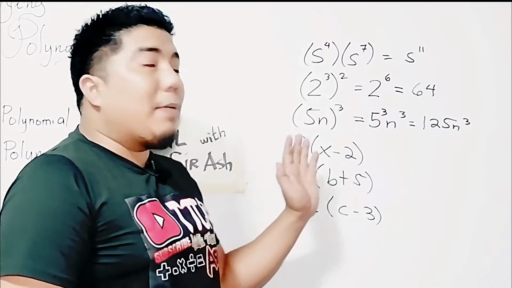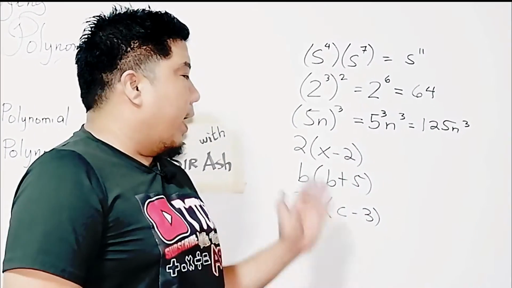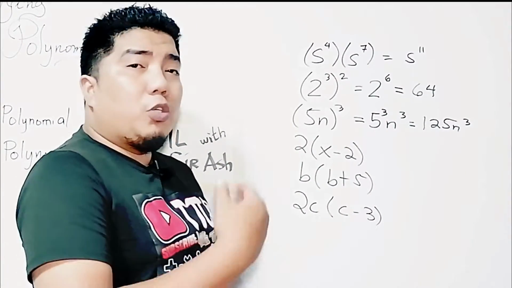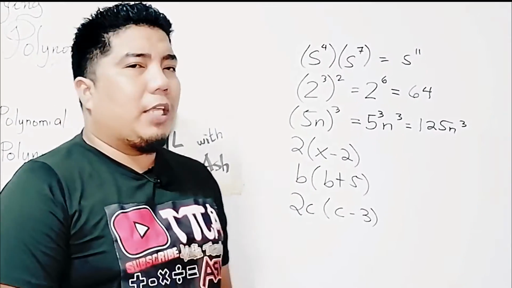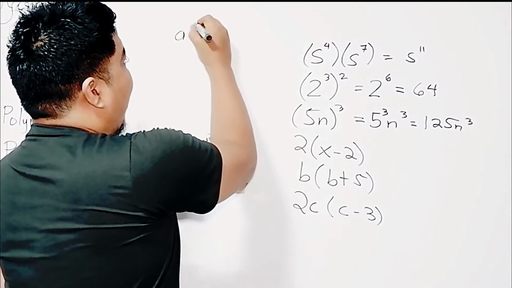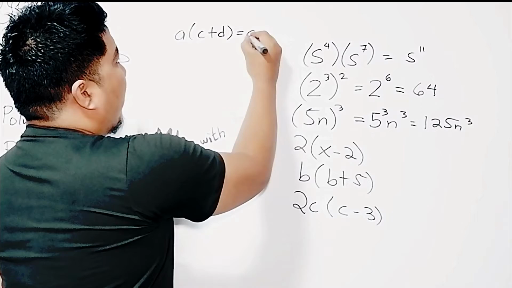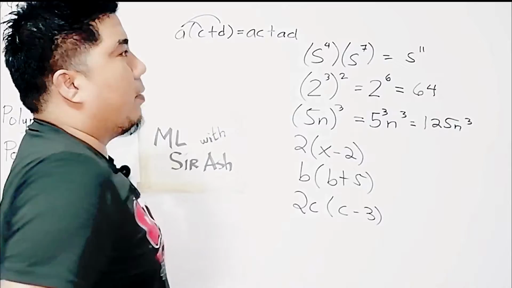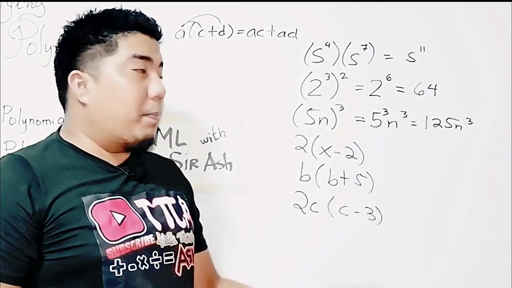We have 2 times the quantity x minus 2. As you can see, x minus 2 here is a binomial, and 2 here is a monomial. Now, what you can do here is just apply the distributive property. How do you apply the distributive property? If you could still remember your properties of inequality, if you have a times the quantity c plus d, the result of that will become ac plus ad, in which this a is being distributed. So that is how we apply it to our given problem.